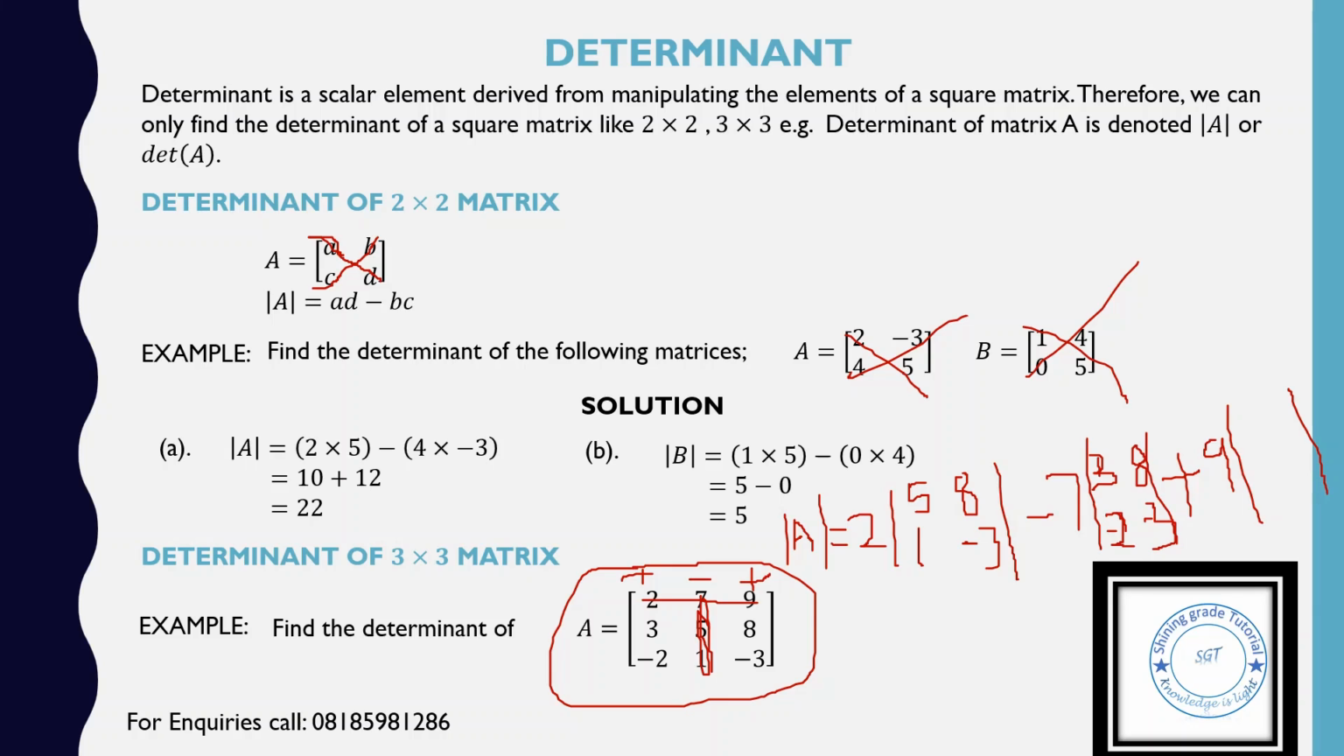The same thing applies to this place as well. We have 9 now. Delete every element in its row and every element in its column. So what do we have left? We have 3, 5, and minus 2, and we have 1.